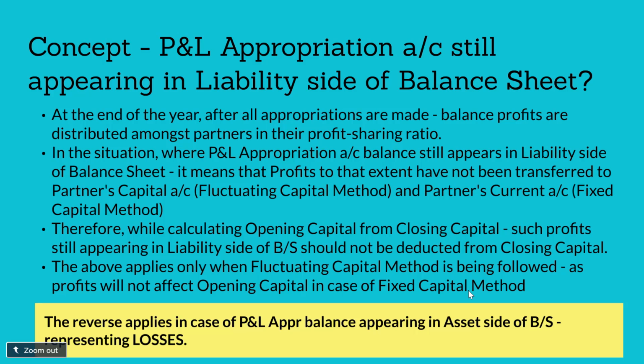Now if there is a profit and loss appropriation balance appearing in the asset side of the balance sheet, it represents losses which have not yet been transferred to the partner's capital account in the case of the fluctuating capital method and partner's current account in the case of the fixed capital method.